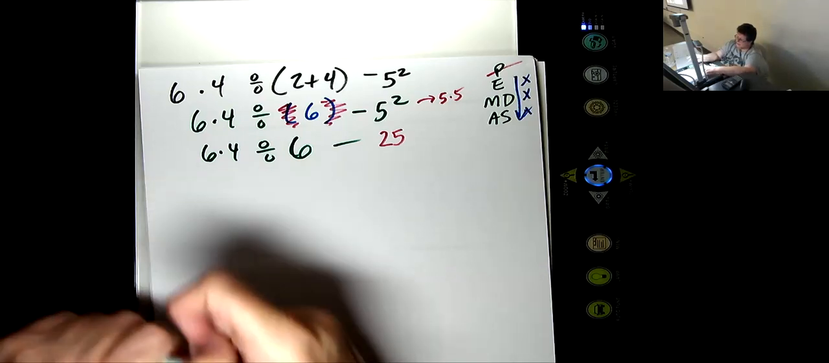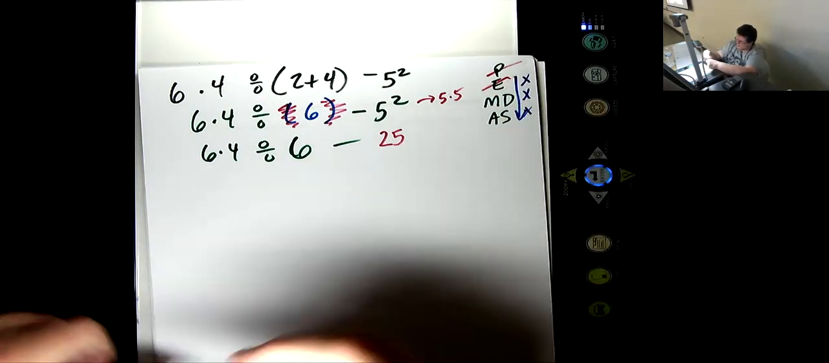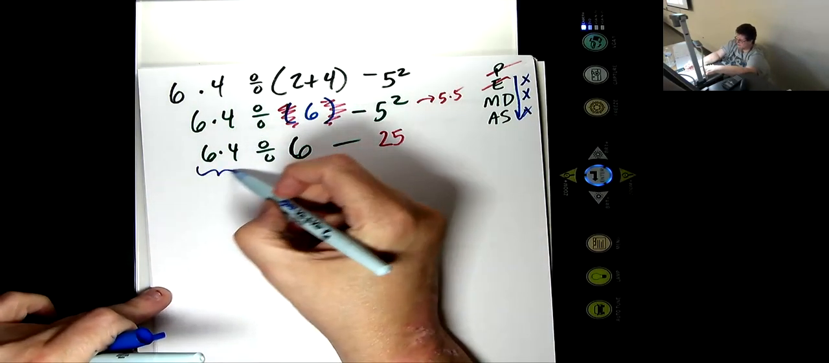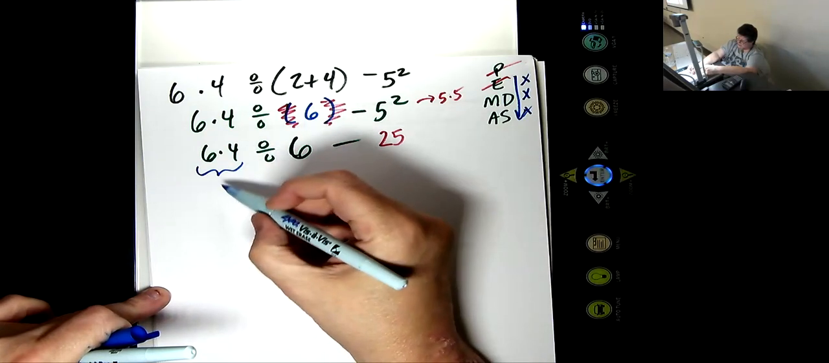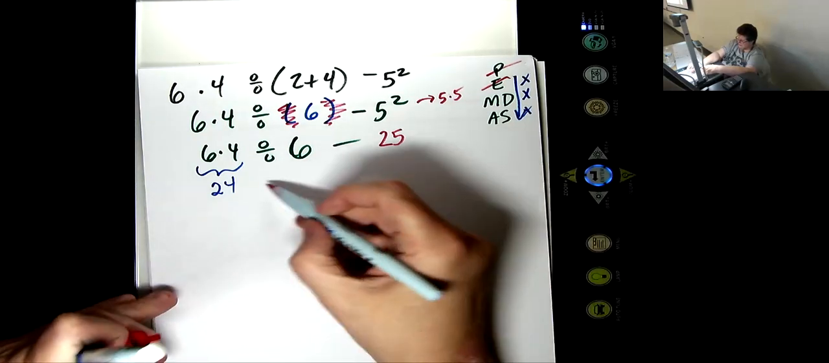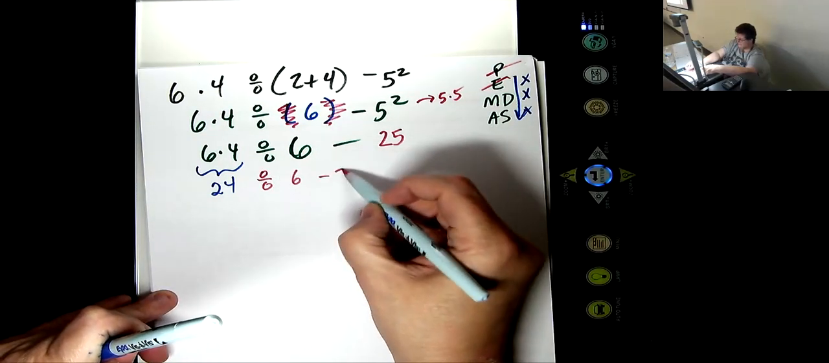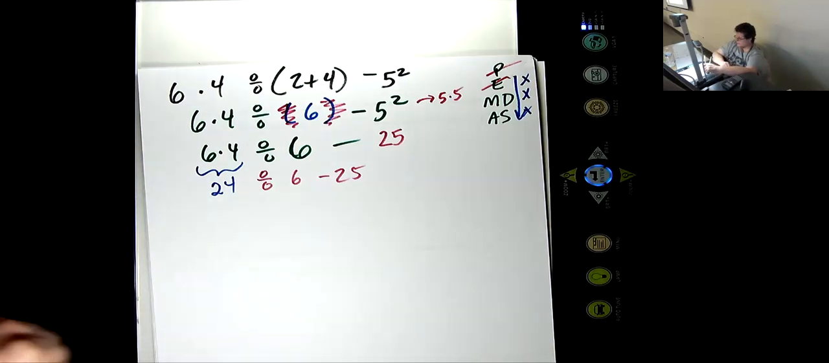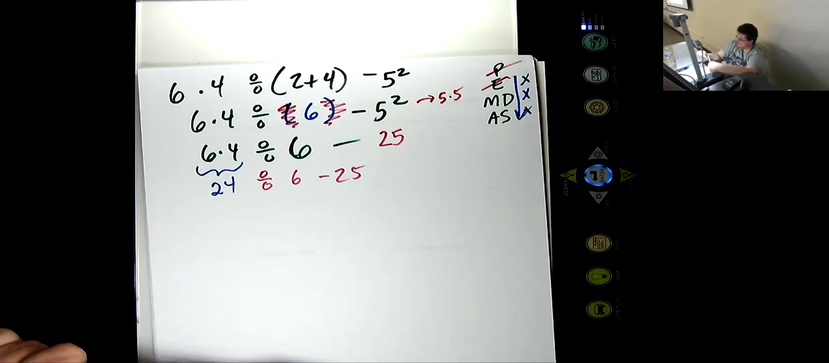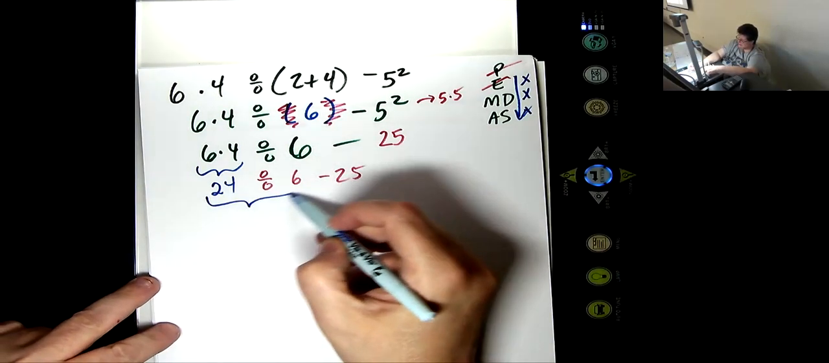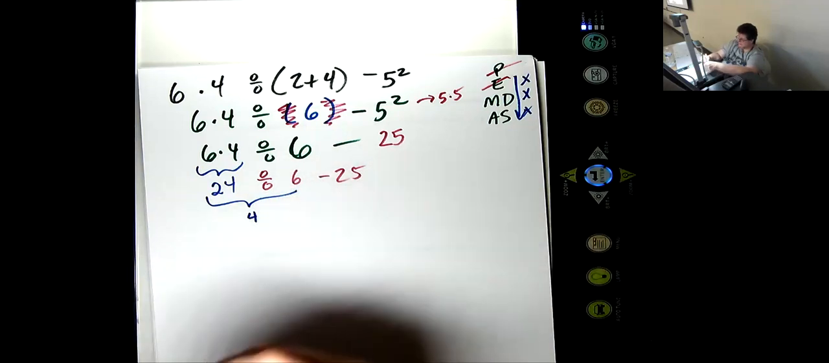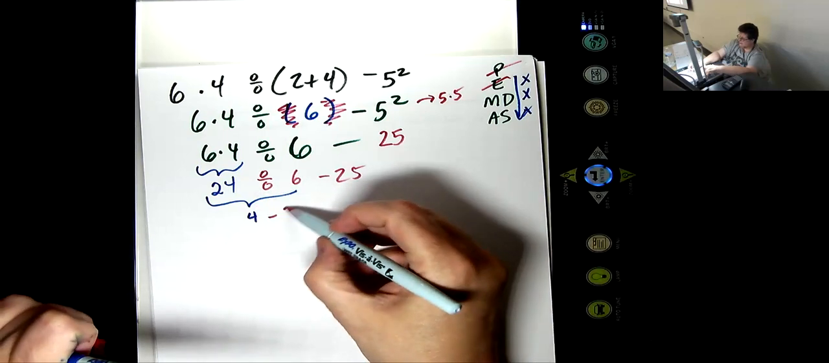Okay. And now that was our exponents, so now we're gonna do our multiplication and division. Going left to right, this is the first occurrence of one of those. So 6 times 4 is 24. And I'm gonna write down the rest of what I didn't do yet. Multiplication and division isn't done. So we gotta do 24 divided by 6. And that gives us 4. And I still have minus 25.